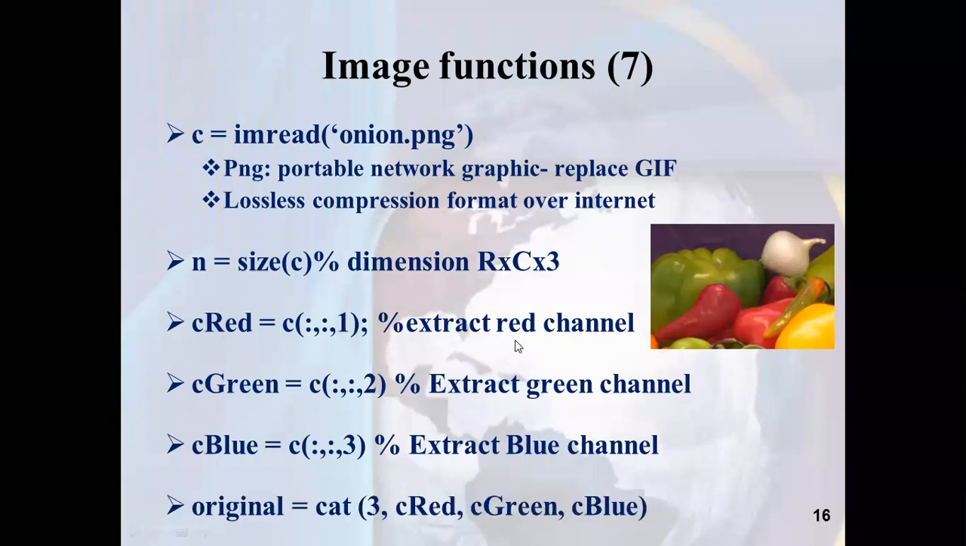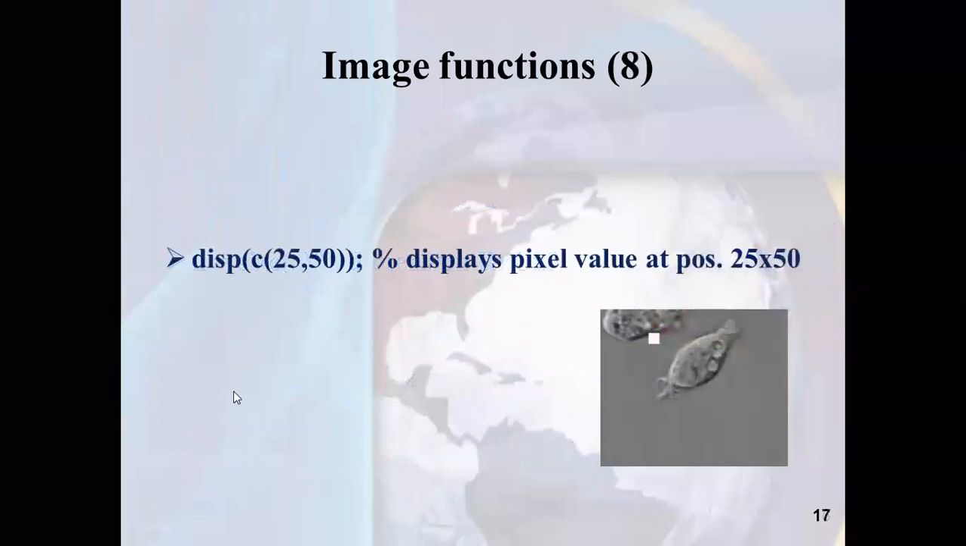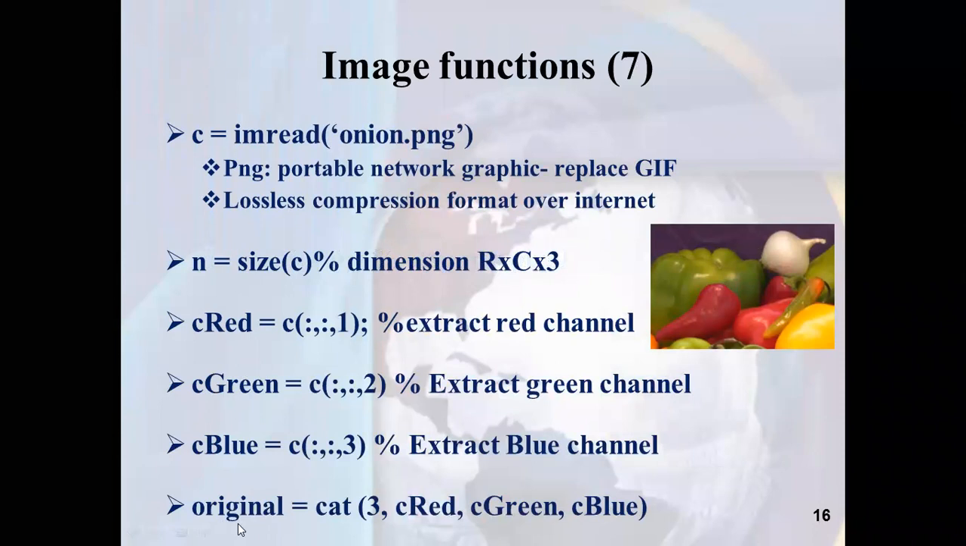Now, if we have 3 channels, red, green, blue, how can I obtain the original? I cannot directly use imshow, because I have three different matrices. So use the function cat. It means concatenation. This is the number of matrices, and these are the red channel, the green channel, and the blue channel. In this case, we can reconstruct the image onion.png, and we can use imshow to show this image.